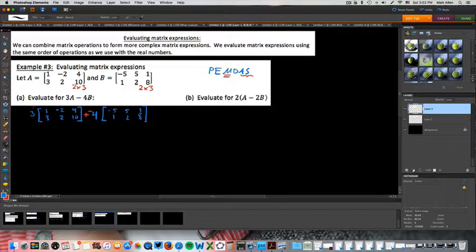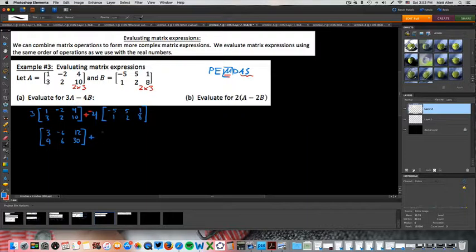And so let's go ahead and, using our order of operations, take care of our multiplication first here. Distributing the scalar 3 through this first matrix, it looks like we would triple all of our numbers. So we'd get 3, negative 6, 12. This would become 3 times 3 is 9, 3 times 2 is 6, and 3 times 10 is 30. And then over here we're going to keep this as a plus, right?